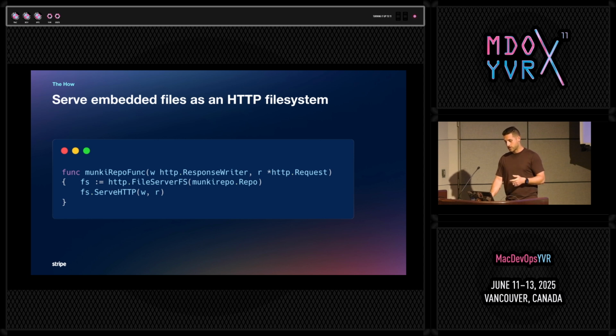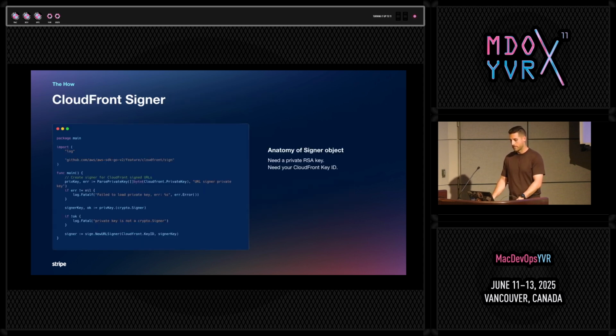Well, we can serve it here using Go with the HTTP file server FS, and then we pass it our Go package here, which satisfies the interface, and then we call serve HTTP, and Go just handles it for you. So as long as the request lines up with a file that exists, just like any file server, you're going to get some XML back. So that handles that part of the web server.